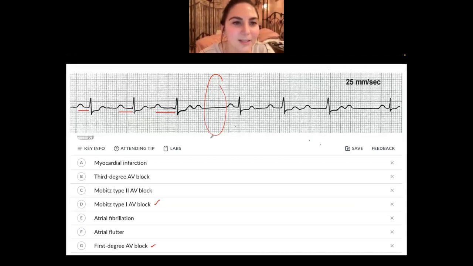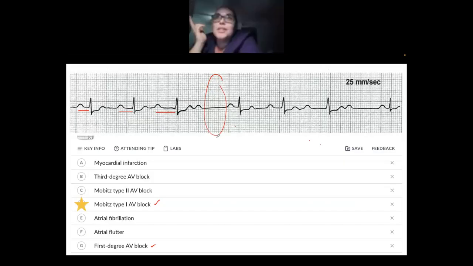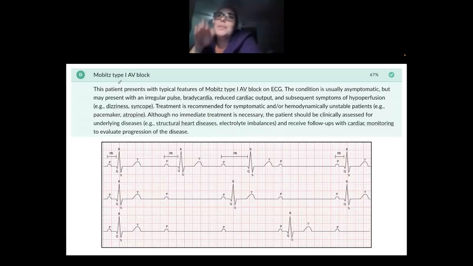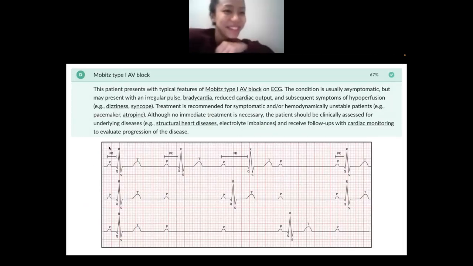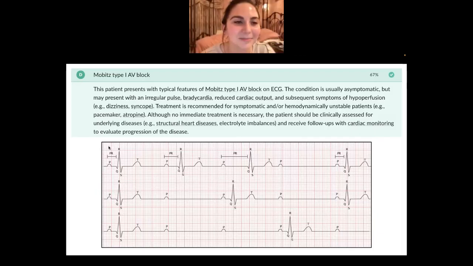So then you're like, okay, that's a Wenckebach, Mobitz type 1. I definitely would have gone first degree AV block though, because as soon as I saw marathon runner, I was like, oh. That's what they want people to do, by seeing the 8 mile runner. You're like, oh no.